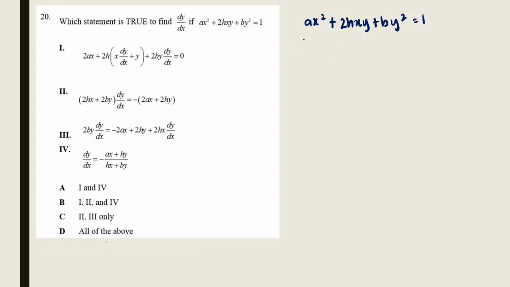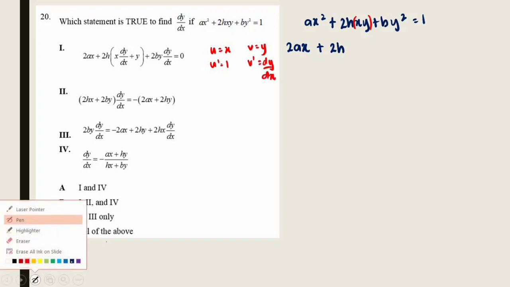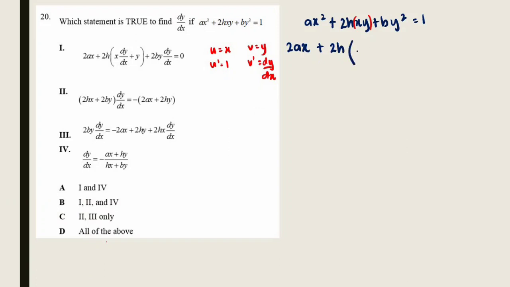So kat sini kita akan dapat 2ax, d/dx of the first term, and then for this one, you have 2h, and notice that over here xy is in a product, right? So your u is equal to x, your v is equal to y, so u' is 1, v' is dy/dx. Substituting here, we get y plus x dy/dx. And then for the next term, differentiate y² and we get 2by dy/dx. On the right hand side that will be 0.